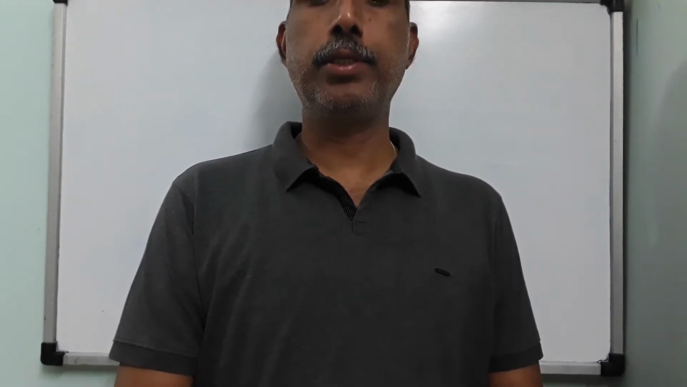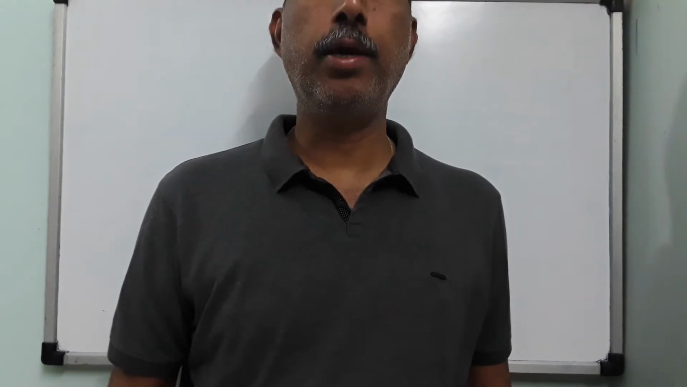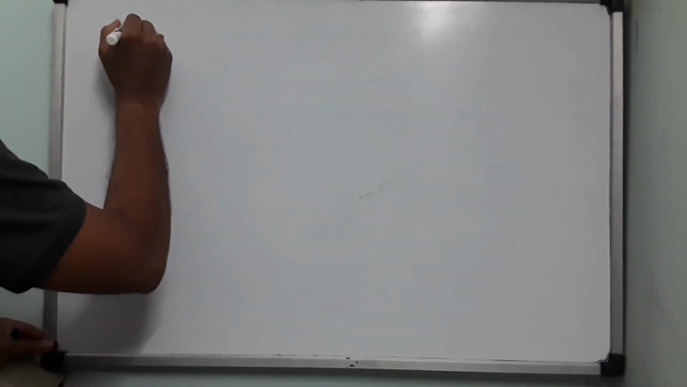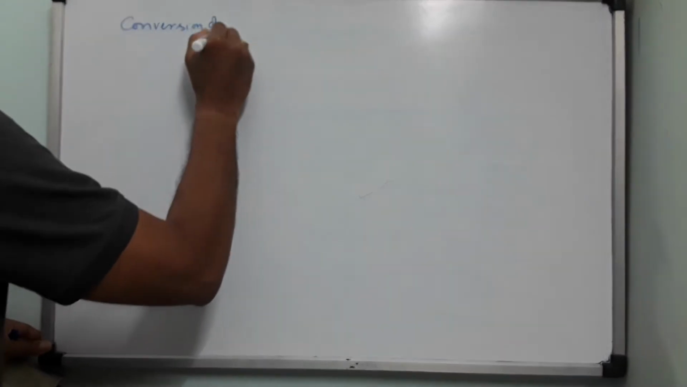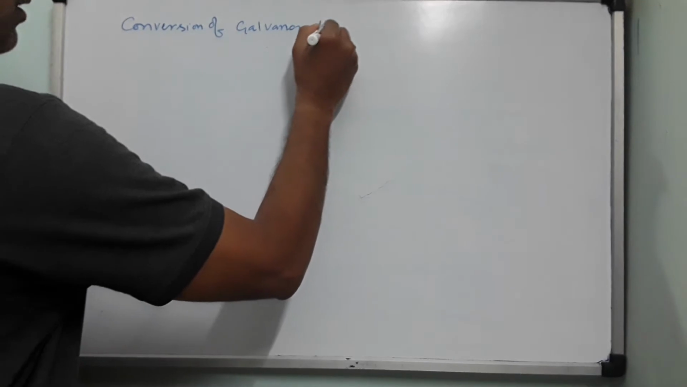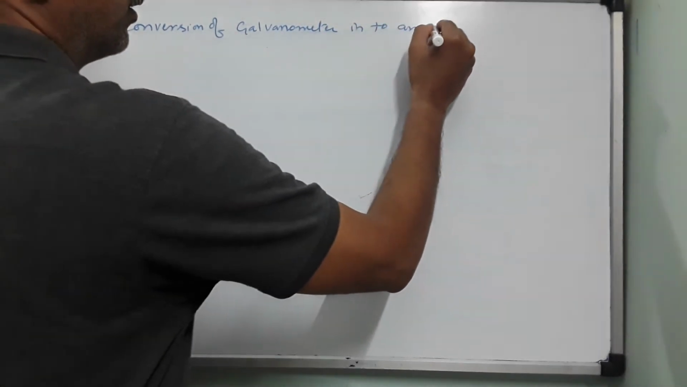Today in this video lesson we are going to see how we use this moving coil galvanometer to measure currents as well as voltages. So it is the conversion of a galvanometer into an ammeter and then into a voltmeter. Today's topic begins with conversion of galvanometer into an ammeter.